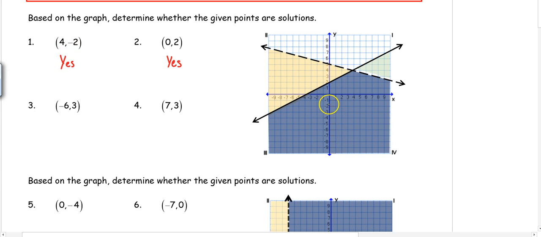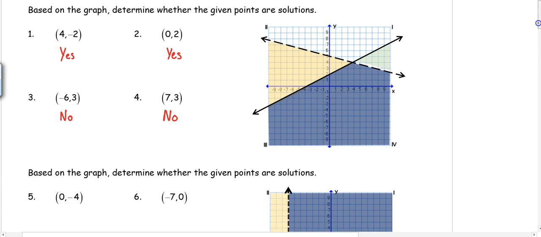The next point we have is -6, 3. So -6 up to 3. This point is in the tan colored region, which is not my feasible region, so this is no. The last point we have is 7, 3. 7, 3 is along a dotted line. Remember, a dotted line does not mean it's a solution, it's a point that does not work. So this is no, it's not a solution.